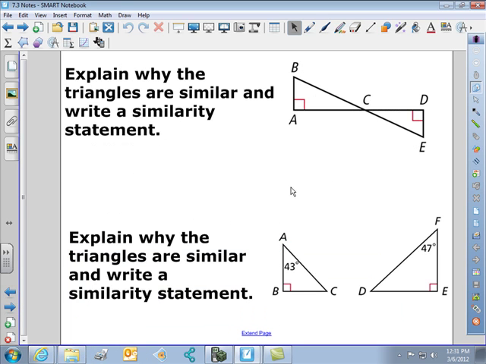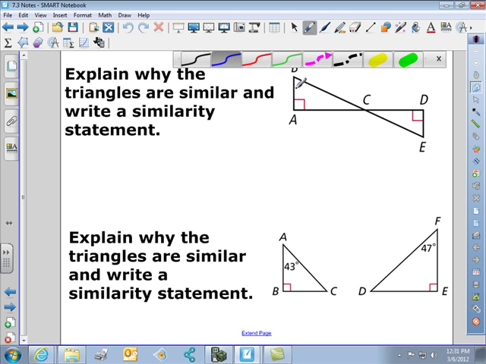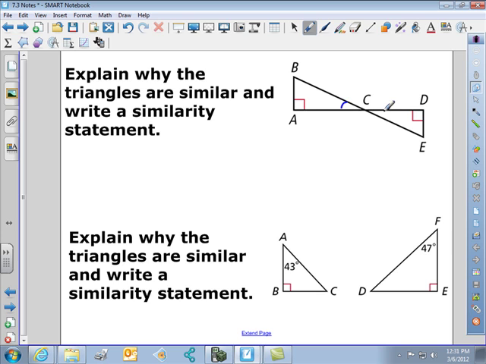So if we look at these examples here, this says explain why the triangles are similar and write a similarity statement. Then if we look at this, well, we know that these two angles are congruent because of the VAT, the vertical angle theorem. So we can say that angle BCA is congruent to angle DCE. That's a C and that's a D, because of the vertical angle theorem. Also, we know that angle A is going to be congruent to angle D because of the right angle theorem. They're both right angles.